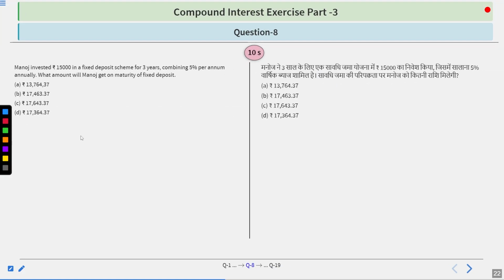Next, Manoj invested rupees 15,000 in a fixed deposit scheme for 3 years, compounding 5% per annum annually. What amount will Manoj get on maturity of the fixed deposit? Option A is 13,764.37. Option B is 17,463.37. Option C is 17,643.37. And option D is 17,364.37. These are the options.